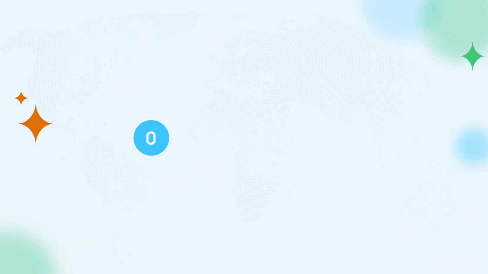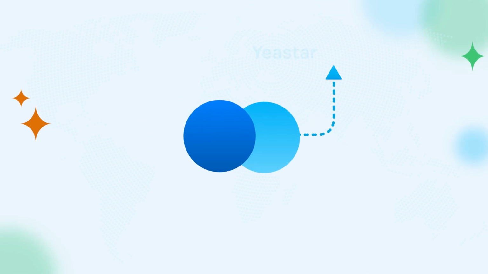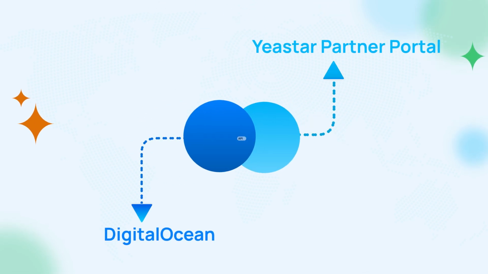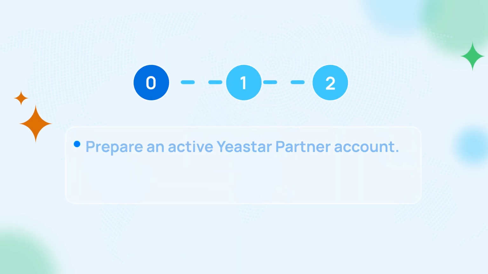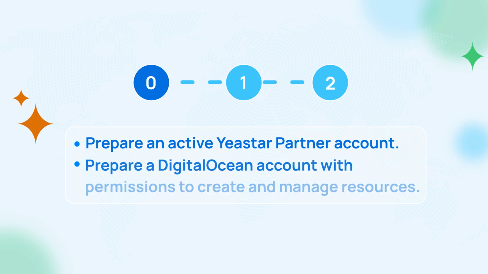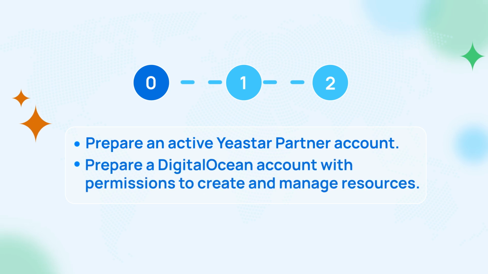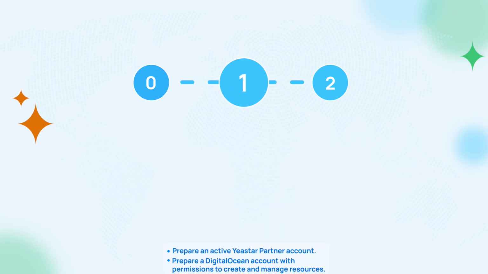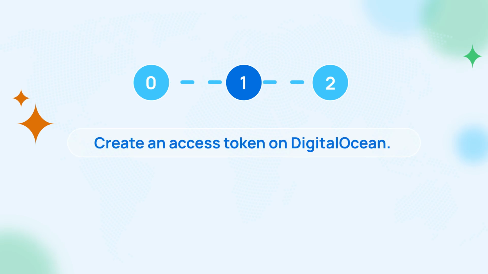In this video, we will walk you through the integration process. We manage the automatic deployment by integrating Yeastar Partner Portal with DigitalOcean through API. So to get started, make sure you have an active Yeastar Partner Portal account and a DigitalOcean account with permissions to create and manage resources. You will also need to generate a personal access token on DigitalOcean.